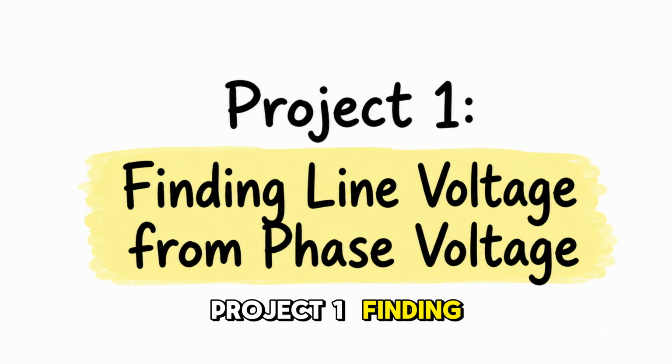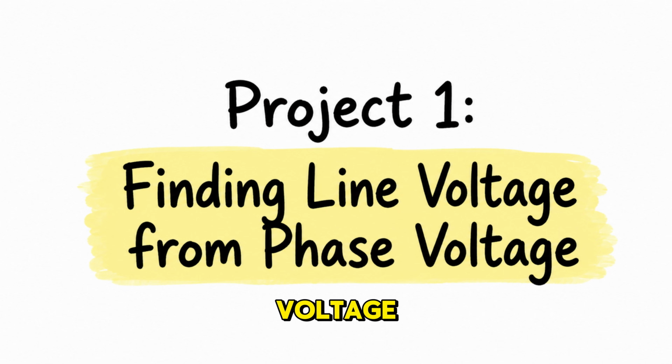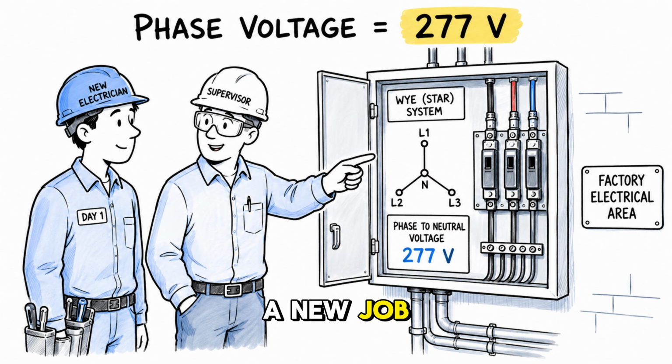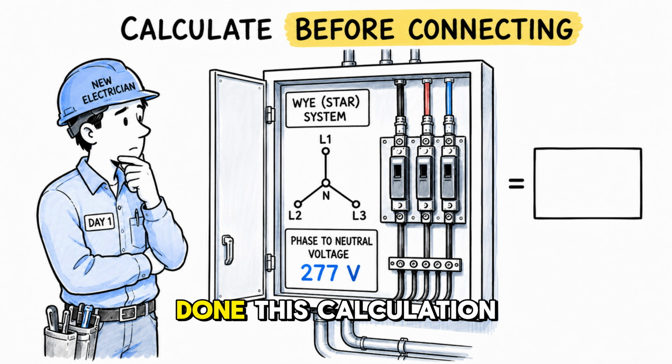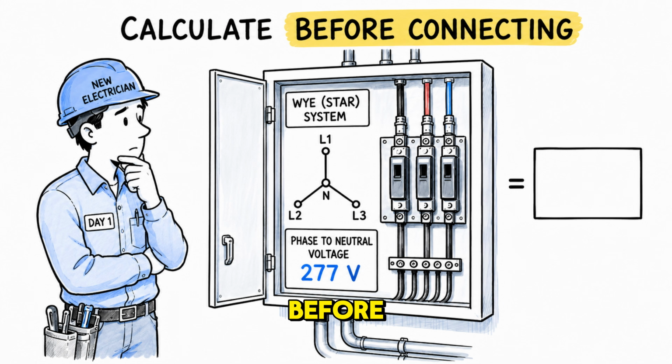Project 1. Finding line voltage from phase voltage. An electrician just started a new job at a factory. On his first day, his supervisor points to a star-connected distribution panel and says the phase voltage is 277 volts. Calculate the line voltage before you connect anything. He has never done this calculation before. Let us solve it together, step by step.